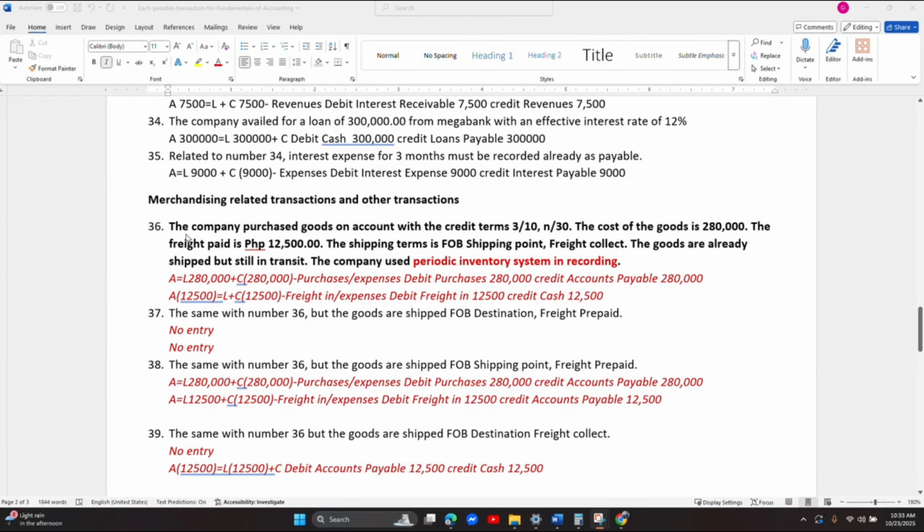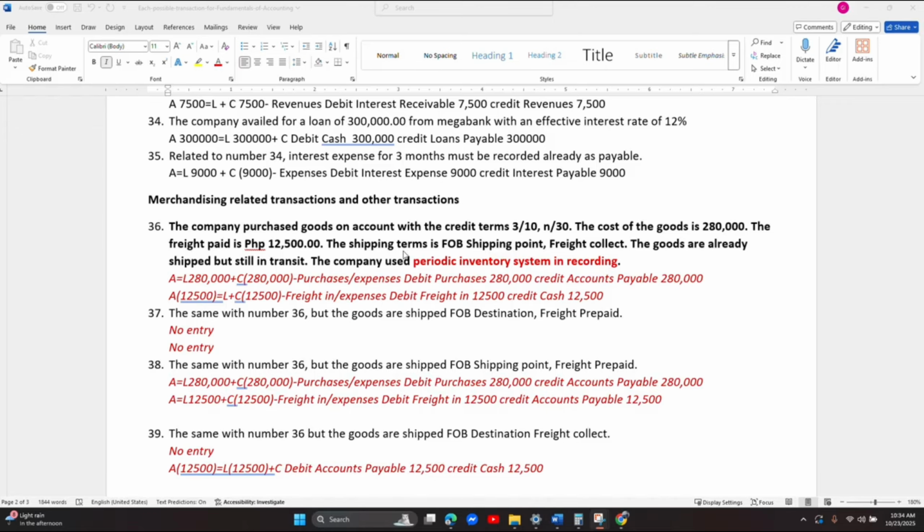In number 36, the company purchased goods on account with the credit terms 3, 10, 30. So we are the purchaser here. The cost of the goods is 280,000. The freight paid is 12,500. The shipping terms is FOB shipping point, freight collect, and the goods are already shipped but are still in transit, and the company uses the periodic inventory system in recording. Okay, so that is the transaction.